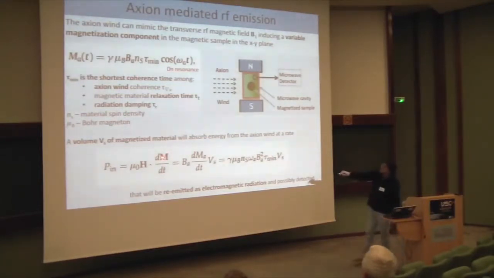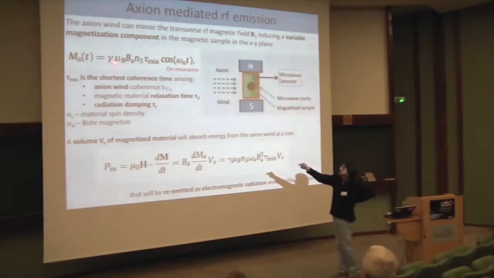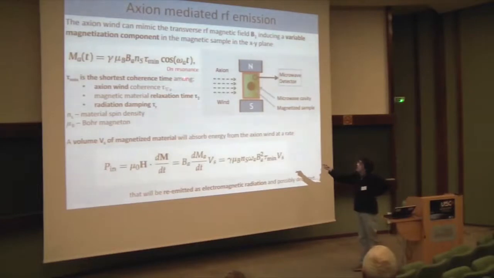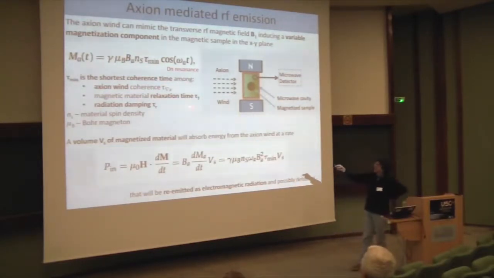And so this is the MA over here, which you see is important. There are some constant factors, the gyromagnetic ratio, the Bohr magneton. Then there is the axion effective field, the number of spins in your sample, the density. And then there is this minimum time, the coherence time, on resonance of course. And this is the choice between these three things: the axion wind coherence that we've seen before, the material relaxation time, and the radiation damping.